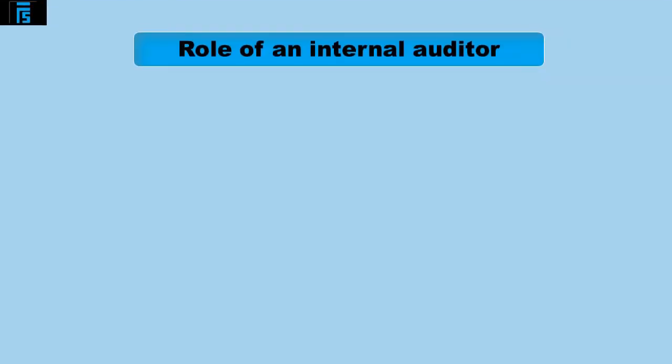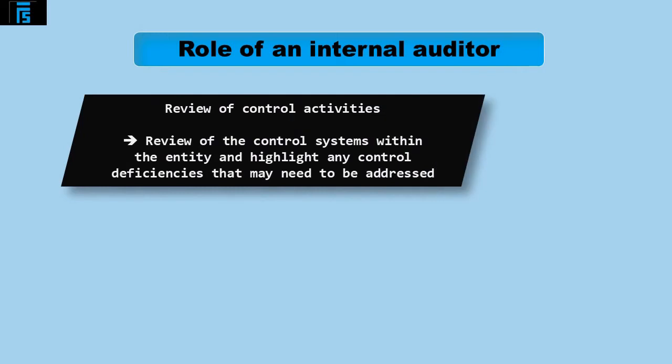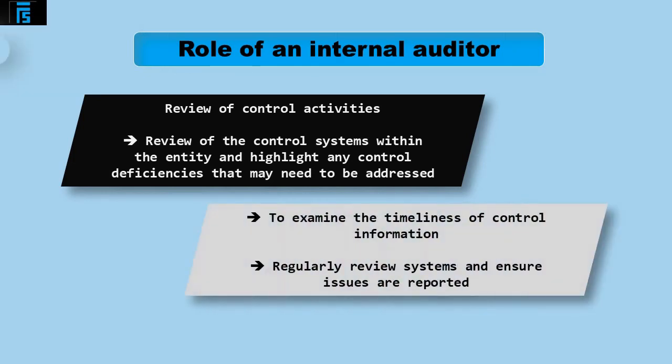The expected role of an internal auditor includes the review of control activities. This would be a review of the control systems within the entity and would highlight any control deficiencies that may need to be addressed. This will assist in reducing the risk of fraud and error. To examine the timeliness of control information. This will enable management to react appropriately to information received from their systems. The internal auditor will regularly review systems and ensure issues are reported.